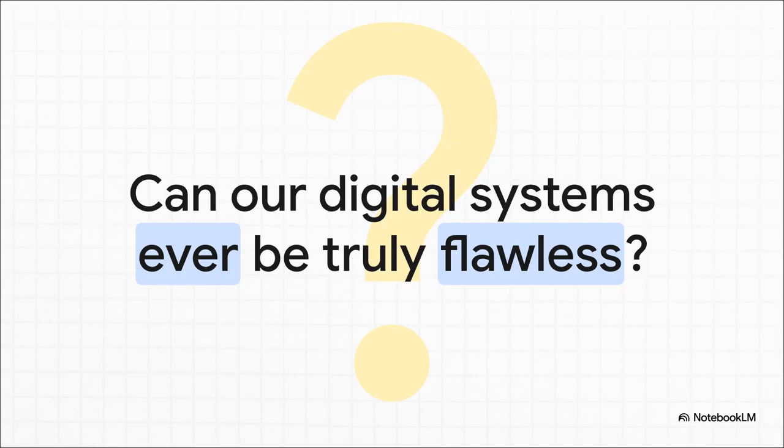So, the next time you see that payment failed notification, you'll know about the incredibly complex web of things that could have gone wrong. And that kind of leads us to a final question. In a world that's built on this fragile digital foundation, is a 100% perfect system even possible? Or is failure just a permanent part of the code?